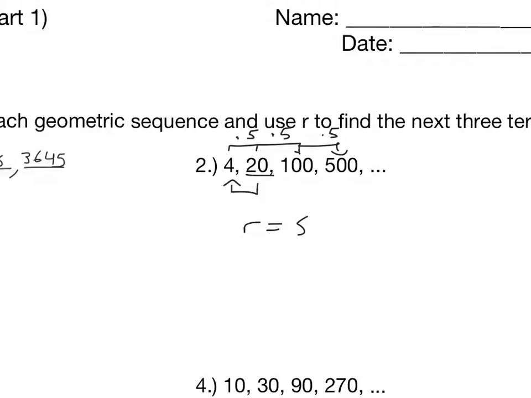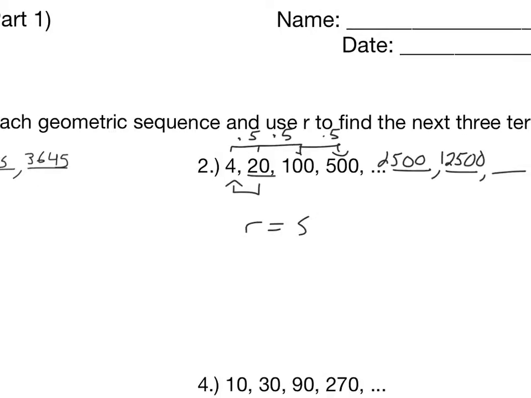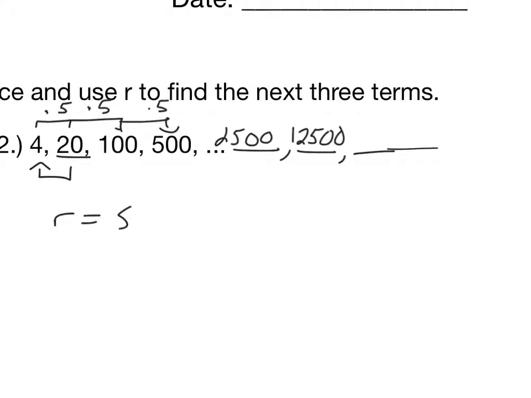And then you could just use that to find the next 3 terms, which is the next part of the problem. 500 times 5 is 2,500. 2,500 times 5 is 12,500. And last but not least, 12,500 times 5 is 62,500.